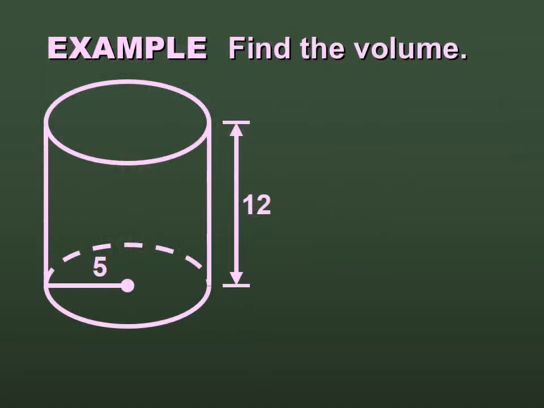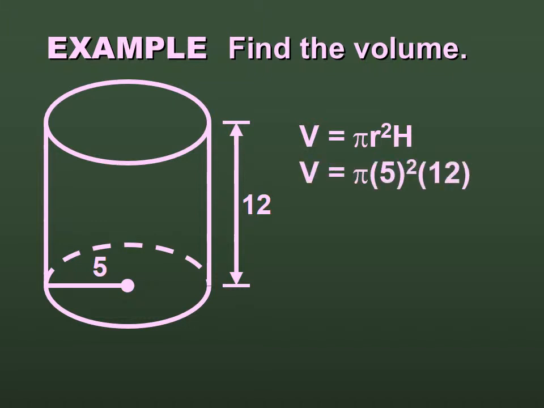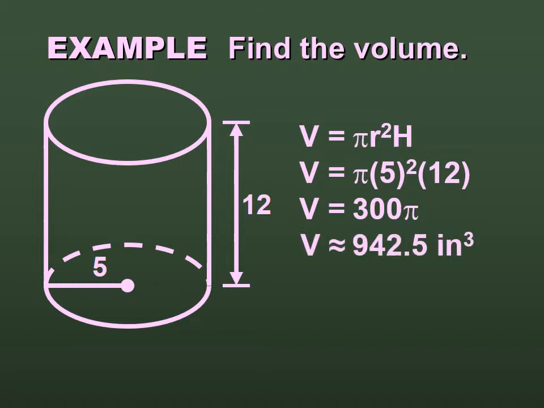No problem. So we want to find the volume. Volume is pi r squared times h. That's our formula. Our radius is 5 in the circle, it gave it to us, and our height was 12. Putting that into our calculator, we get 300 times pi, and 300 pi is approximately 942.5. Remember, we are in cubed units, so inches cubed for this problem.